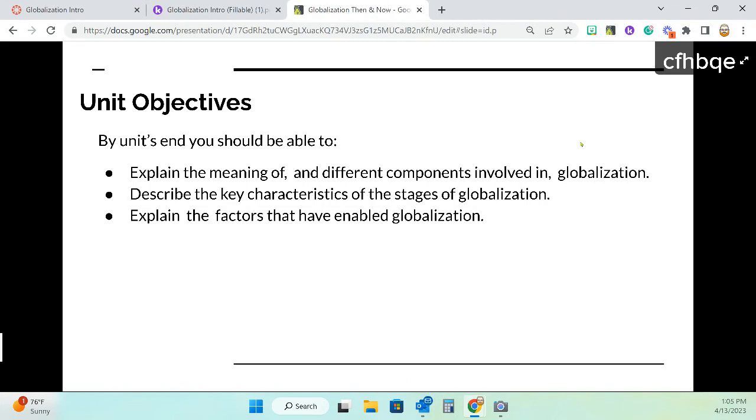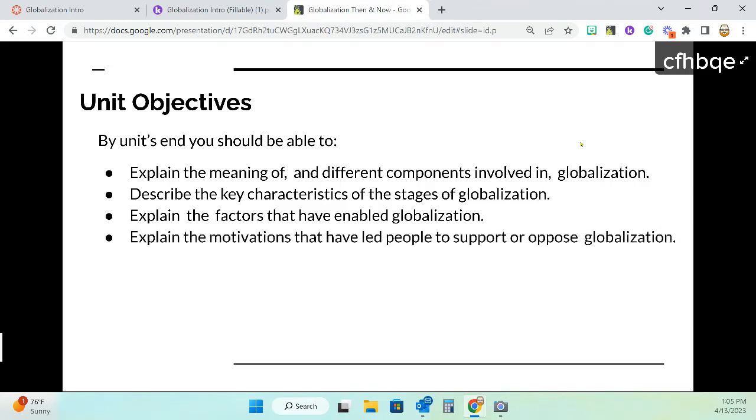Also need to know what has made globalization possible. And it's not just going to be things like technology, but that will be part of it.